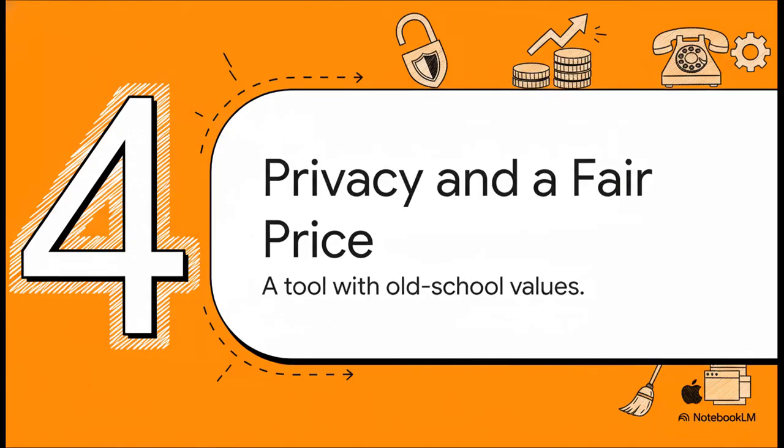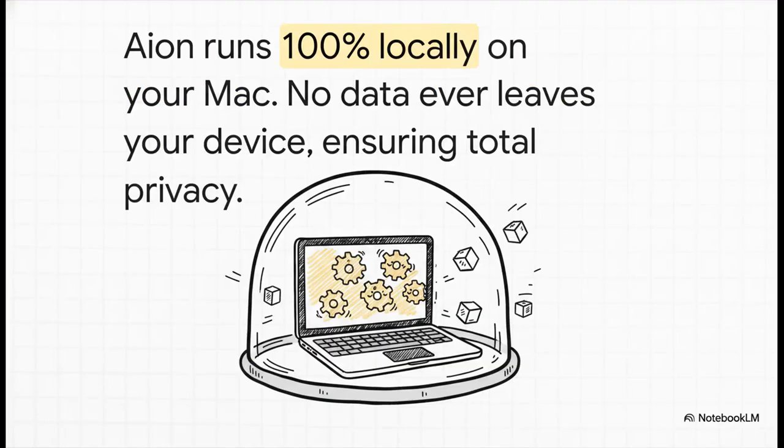Okay, so whenever you're talking about an app that's looking at what you're doing, two big questions always come up, right? What about my privacy? And what's it going to cost me? Well, Aion's answers here are refreshingly old school. Let's be crystal clear about privacy. Your data never, ever leaves your Mac. That's it. All the processing happens locally, right on your machine. Nothing is collected, nothing is sent to a server. You are in complete and total control. Period.